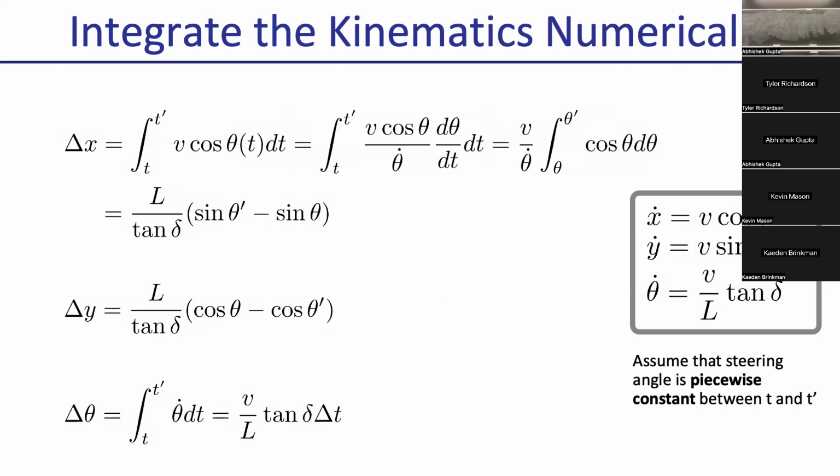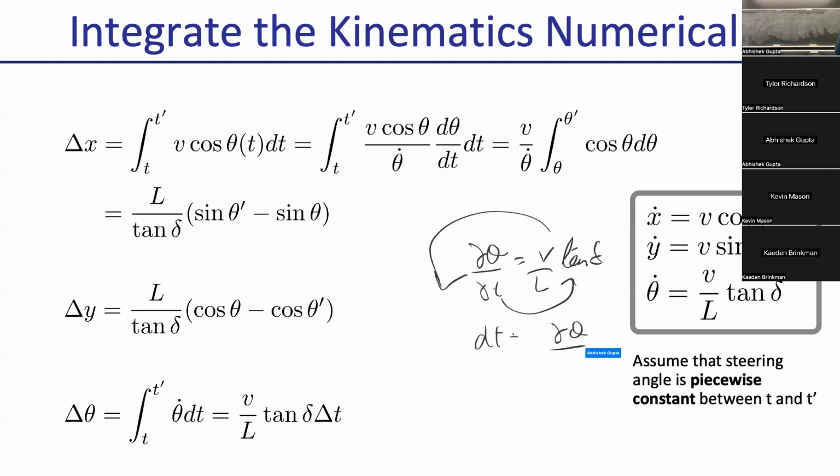Just a little bit of moving around. d theta over dt is v over L tangent delta. You move this up, you move this down, and it gives you dt in terms of d theta and v over L tangent delta. So dt is d theta over v tangent delta times L. You just substitute that back in over here, and that gives you your integral.